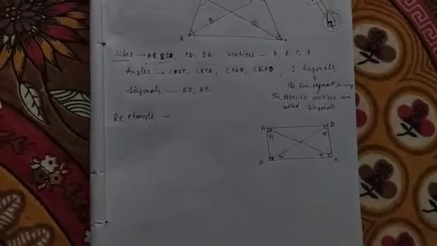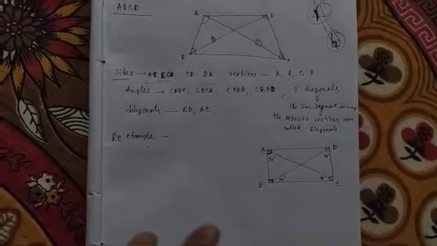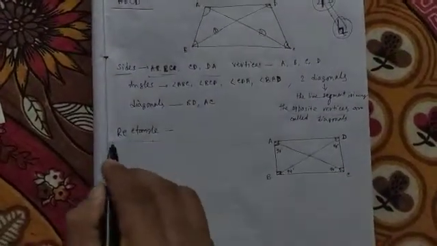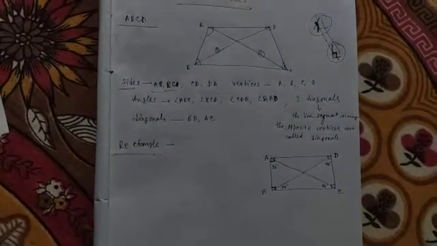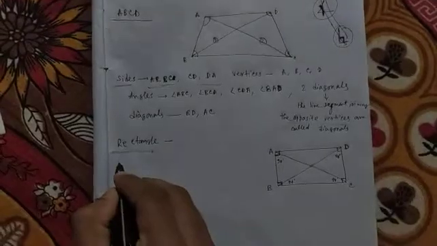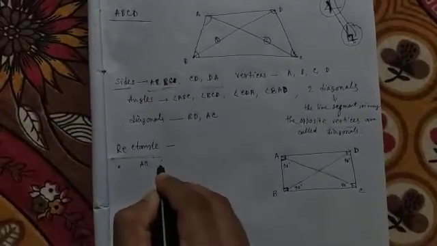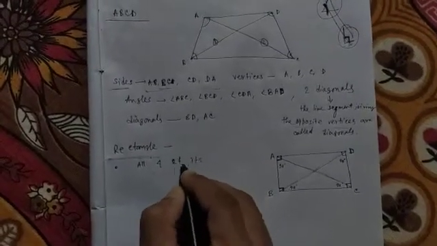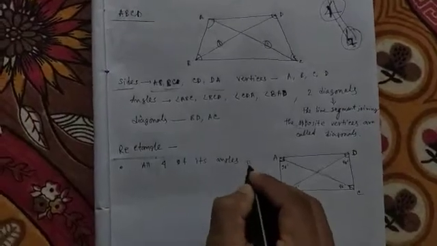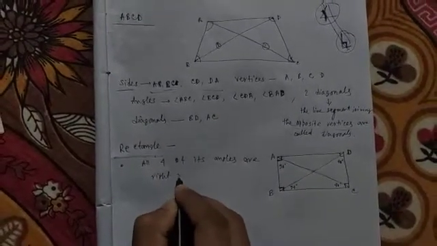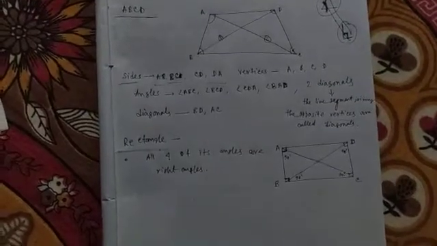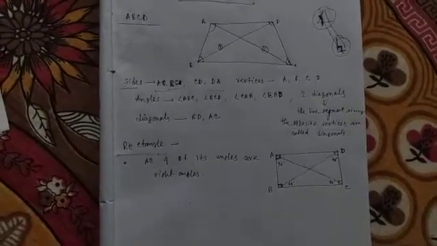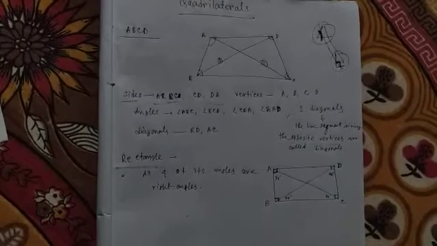Okay. So what is rectangle? Obviously rectangle is a quadrilateral. It has four sides. So it's a type of quadrilateral. It is a special quadrilateral. So what are the characteristics? All four of its angles are right angles. That means all four angles of a rectangle are 90 degree.